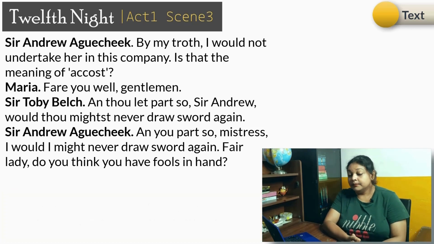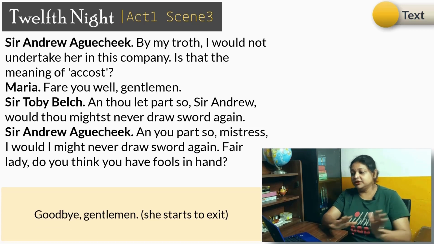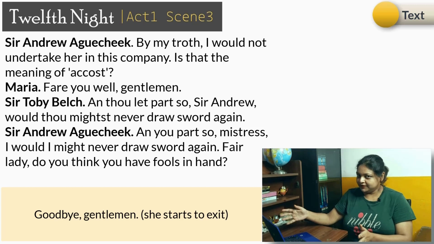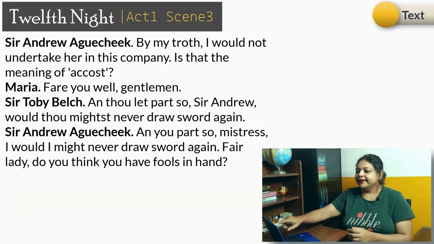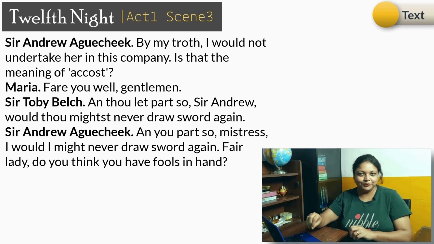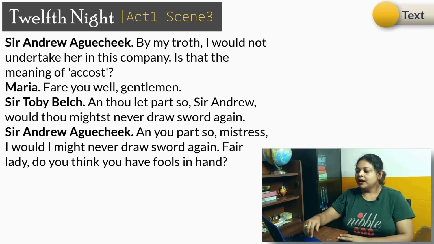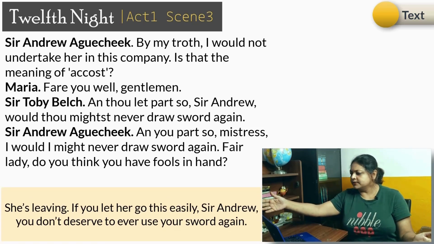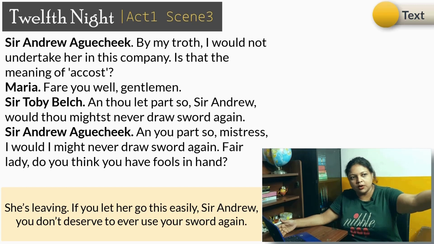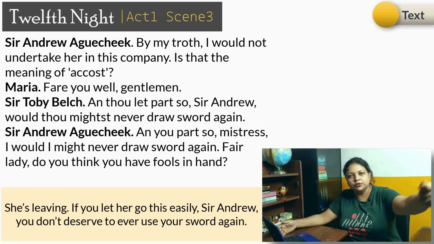Maria says, I have had enough. Fare you well, gentlemen. She begins to exit. But Toby doesn't want to let go of Maria so easily. He provokes Sir Andrew to keep her from going. And what does he say? And thou let part so, Sir Andrew, would thou mightest never draw sword again. So if you let this woman walk out now, you will never draw your sword again.